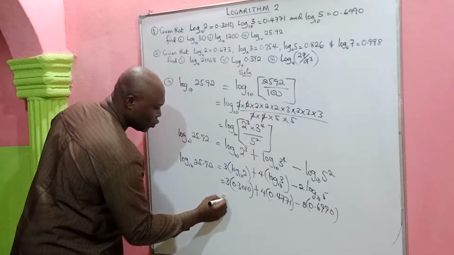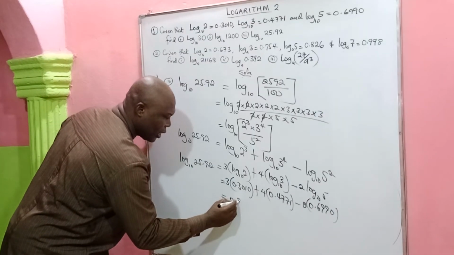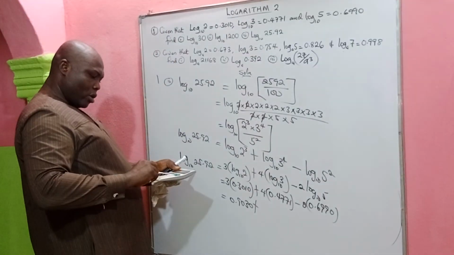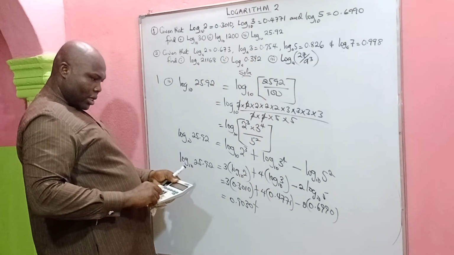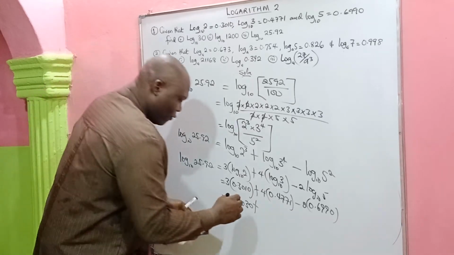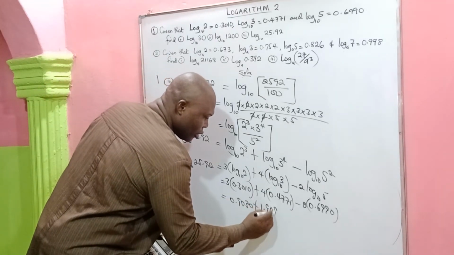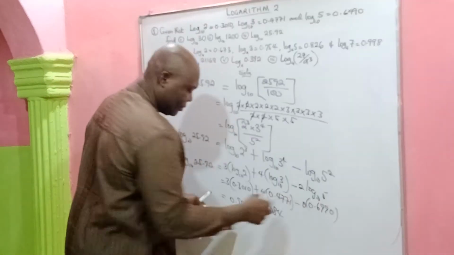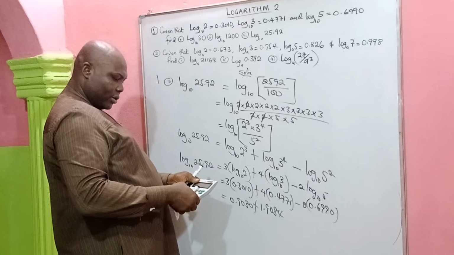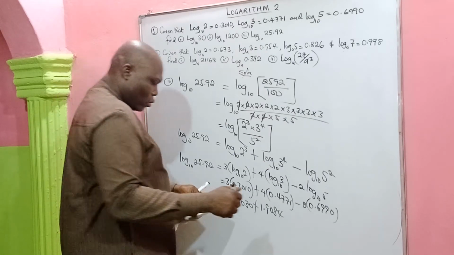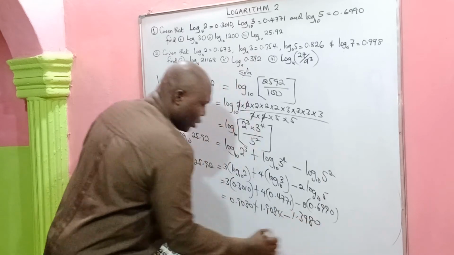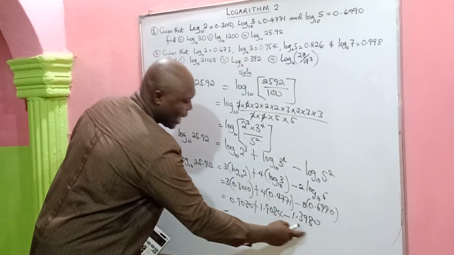At this point we multiply. This gives us 0.9030, plus 0.4771 times 4, which is 1.9084. Then 0.6990 times 2 is 1.398. At this point we add and subtract.